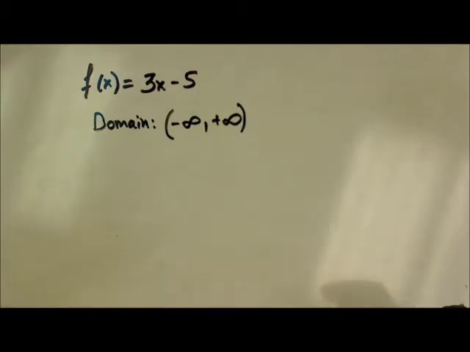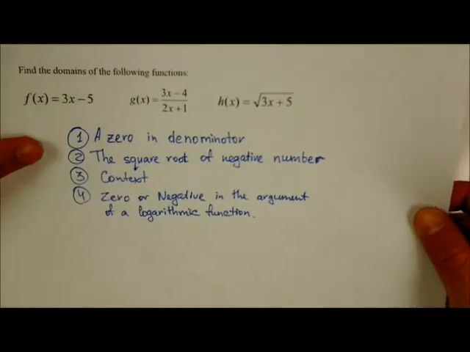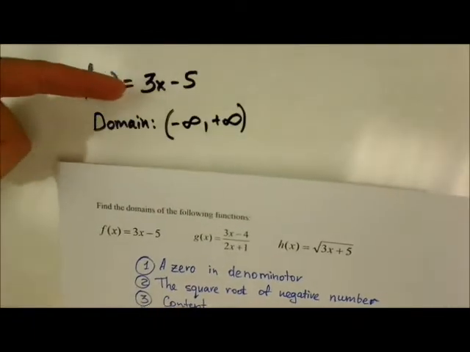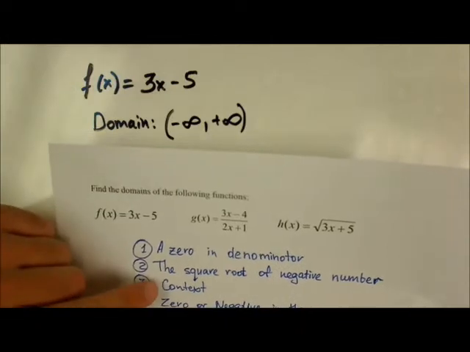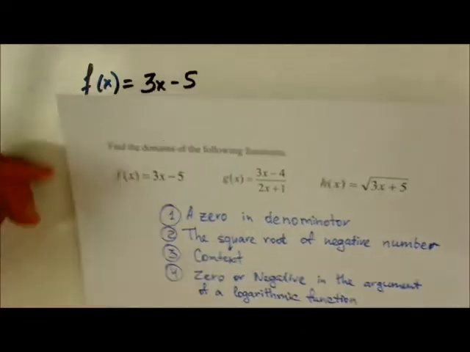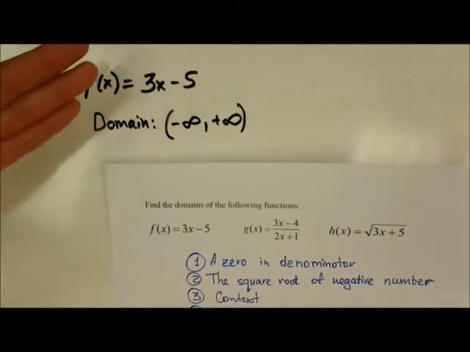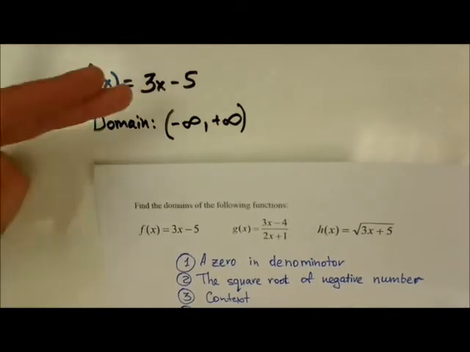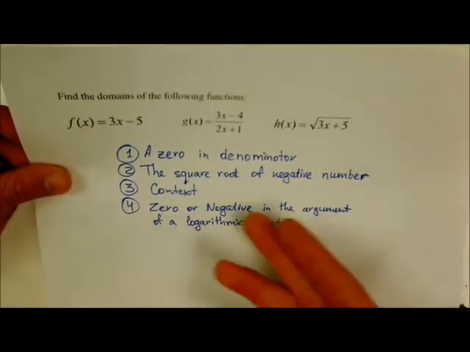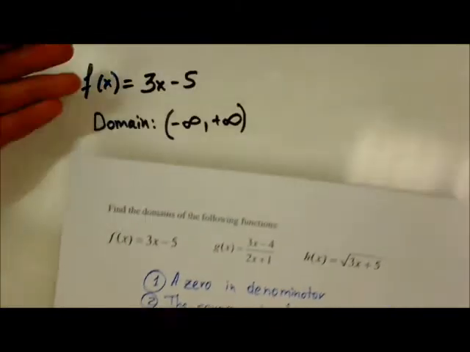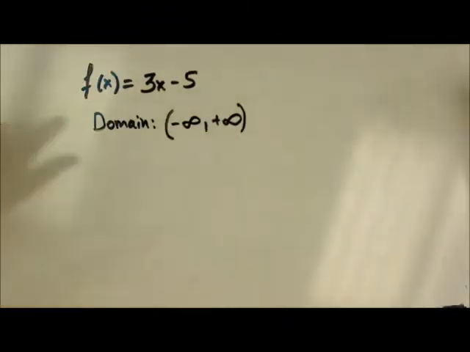Another way to check it is to check our exemptions. Do we have any 0 in the denominator? No. Do we have a square root of a negative number? We don't have any square roots. Context of the problem, again, we don't have any context or word problem for this expression. And do we have any logarithmic function with 0 or negative argument? Again, we don't have it. That's why again it should be negative infinity to positive infinity.